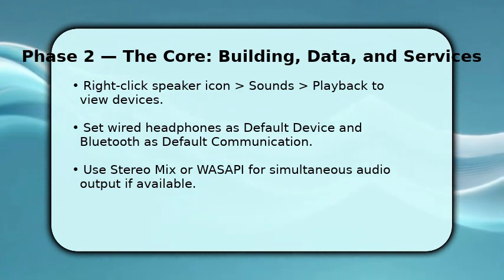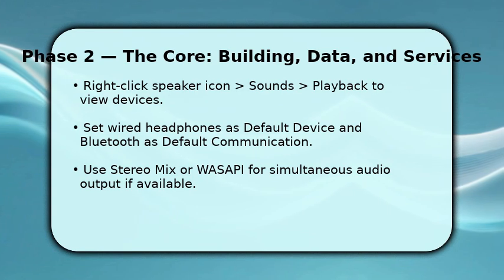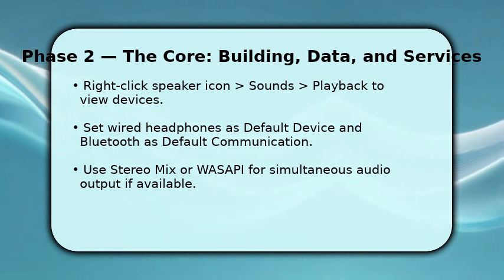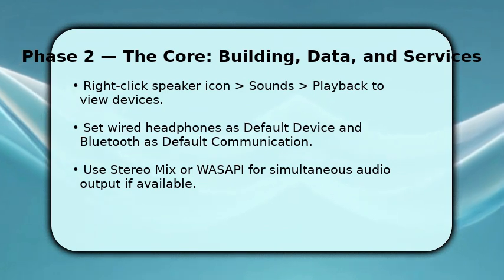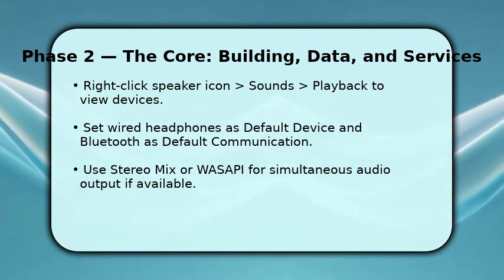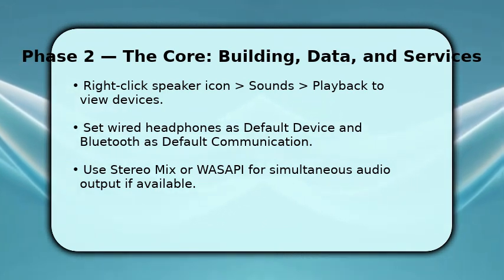If you want exact simultaneous output, enable stereo mix in recording devices and set it to listen to playback, or use an app that leverages WhatsApp for dual output. These steps let both devices play together.